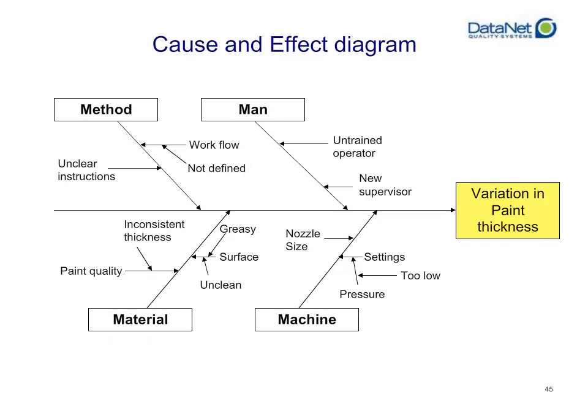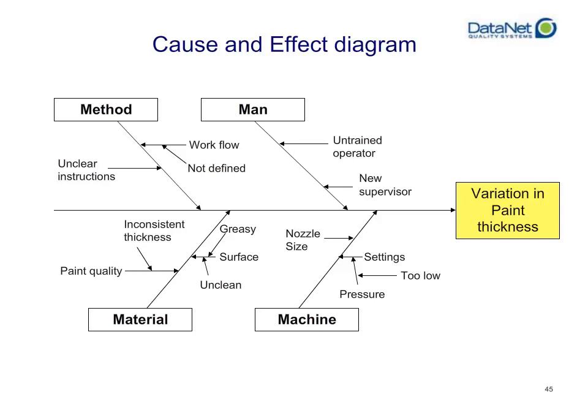So in this particular example, the problem that we have, or the result, is variation in paint thickness, and that's to the right. That's the head of the fish in the fishbone diagram. To the left, we have our 4 M's: method, man, material, and machine. And we have some potential causes that have already been listed for us.